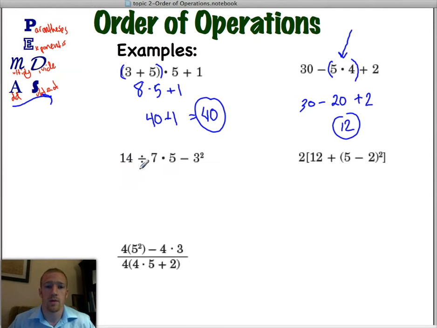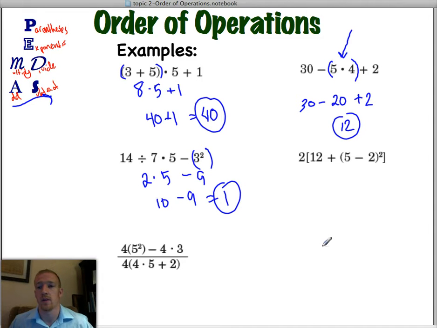So here we go. Left to right, since dividing and multiplying are equivalent, we work left to right. And then exponents have to be done very first. So that's really like a minus 9. So we have 14 divided by 7 is 2 times 5 minus 9. So now 2 times 5 is 10 minus 9, and that equals 1. There's our final answer.